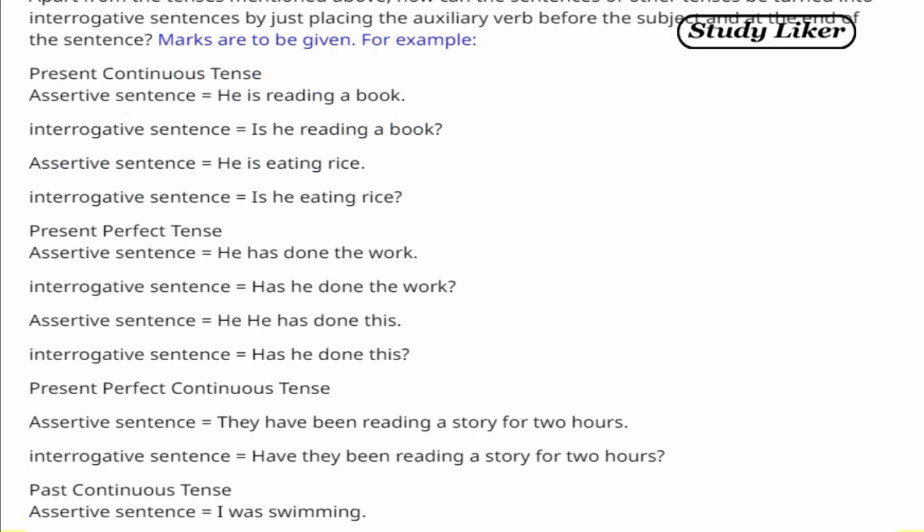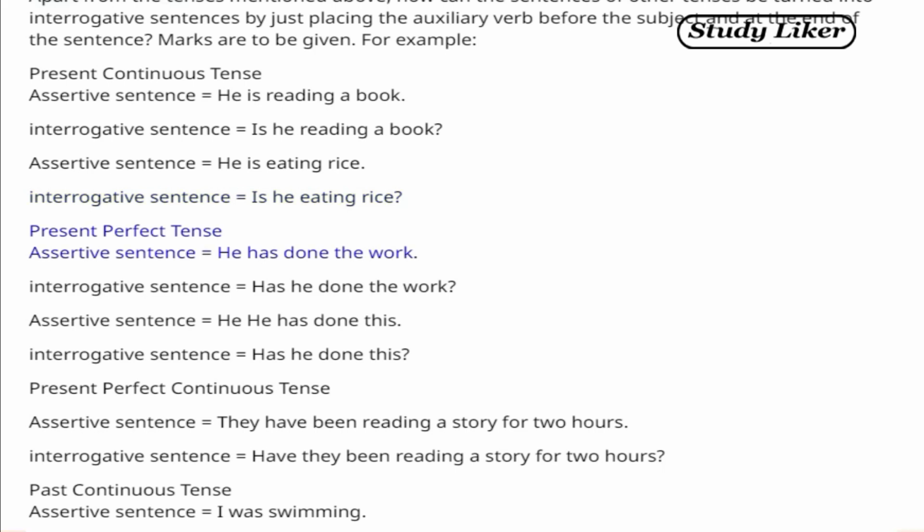For example, present continuous tense. Assertive sentence equals he is reading a book. Interrogative sentence equals is he reading a book? Assertive sentence equals he is eating rice. Interrogative sentence equals is he eating rice?